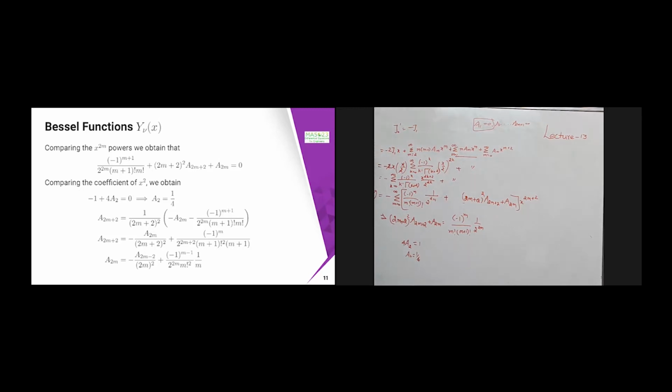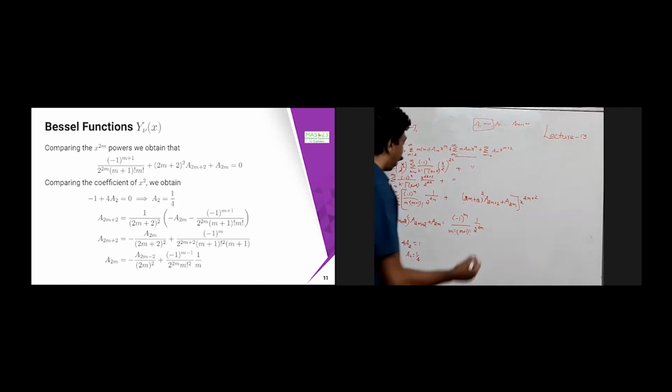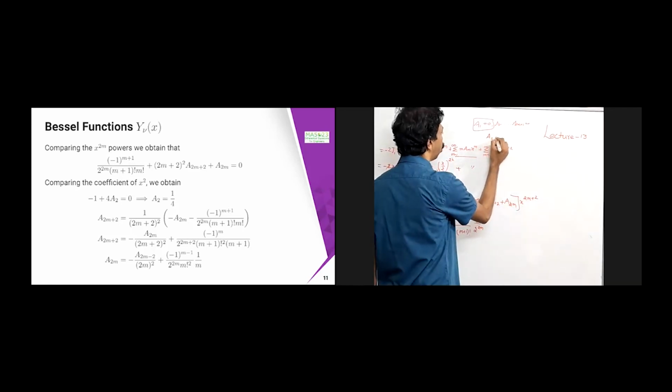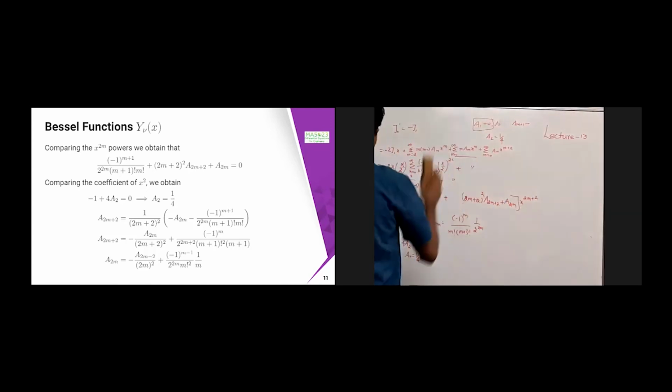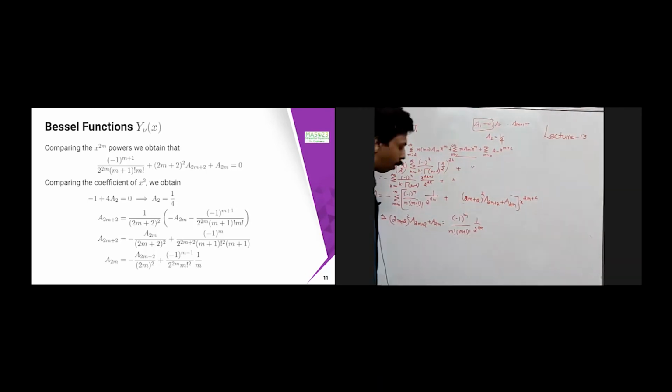Now a(2m plus 2), I am going to write that. What is a(2m plus 2) going to come? So I can write this on top. a2 is equal to 1 by 4. Now we are going to find. So a2 I have found. Now I am going to write that. What is?